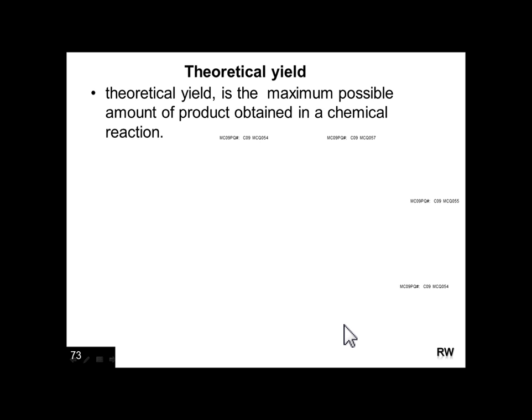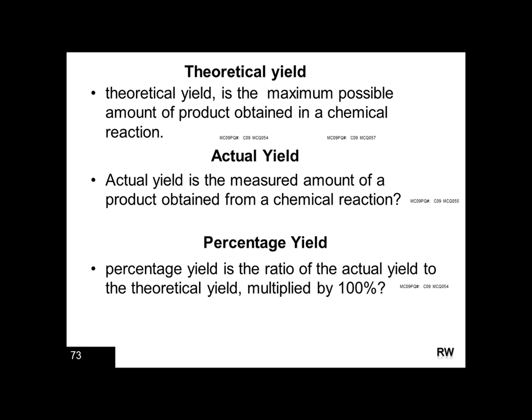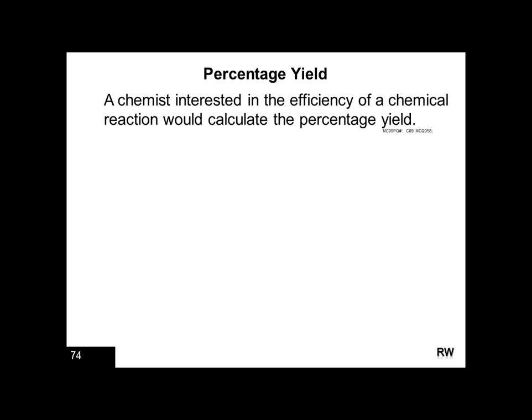Now, theoretical yield is the maximum possible yield that you could obtain in a chemical reaction. The actual yield is what actually happens when you try to do it in the laboratory. And the percentage yield is a ratio of those two numbers multiplied by 100%. Now, when do we use percentage yield? Well, we're interested in the efficiency of a chemical experiment.